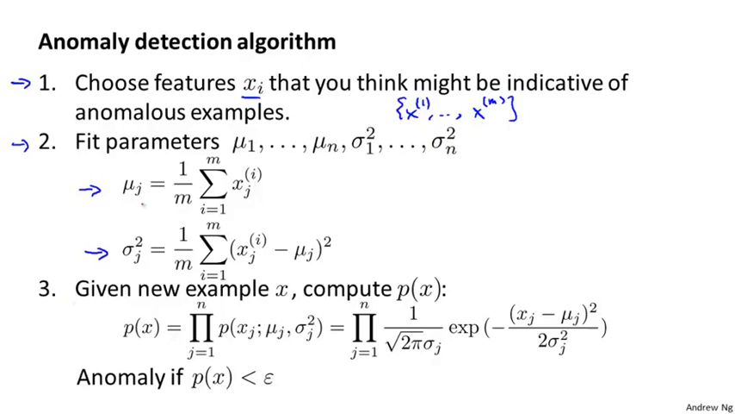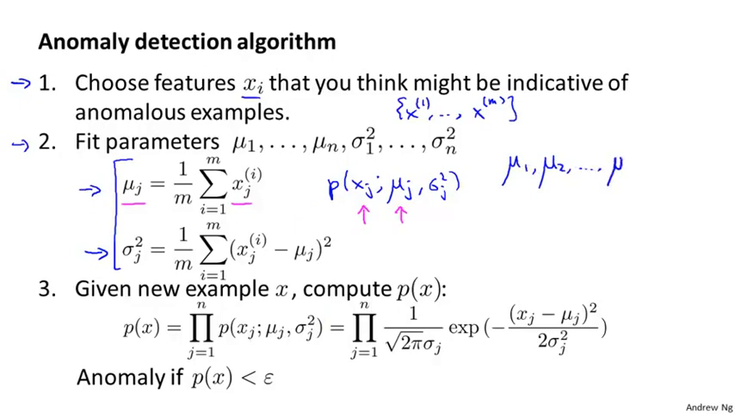Just to give some interpretation, mu_j is my average value of the j-th feature. So mu_j goes in this term p of xj, which is parameterized by mu_j and sigma squared j. For mu_j, you just take the mean over my training set of the values of the j-th feature. You compute these formulas for j equals 1 through n, so you use them to estimate mu_1, mu_2, and so on up to mu_n, and similarly for sigma squared.